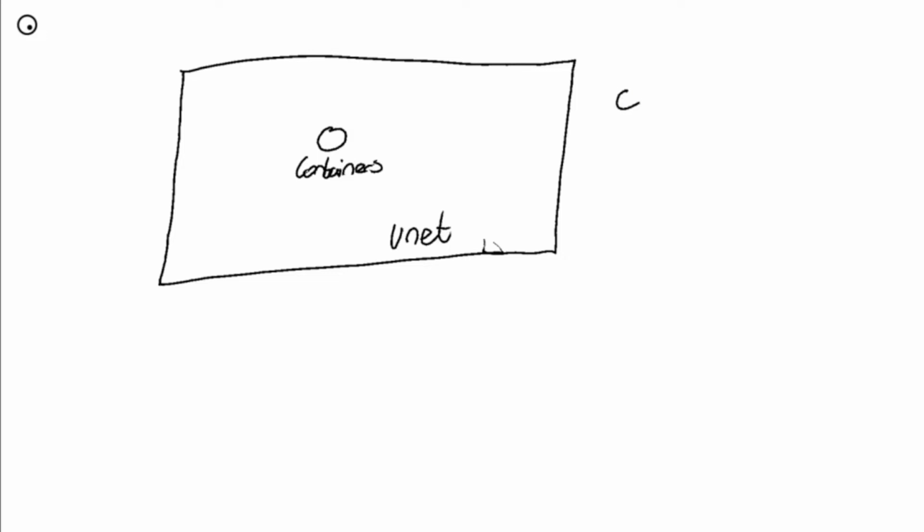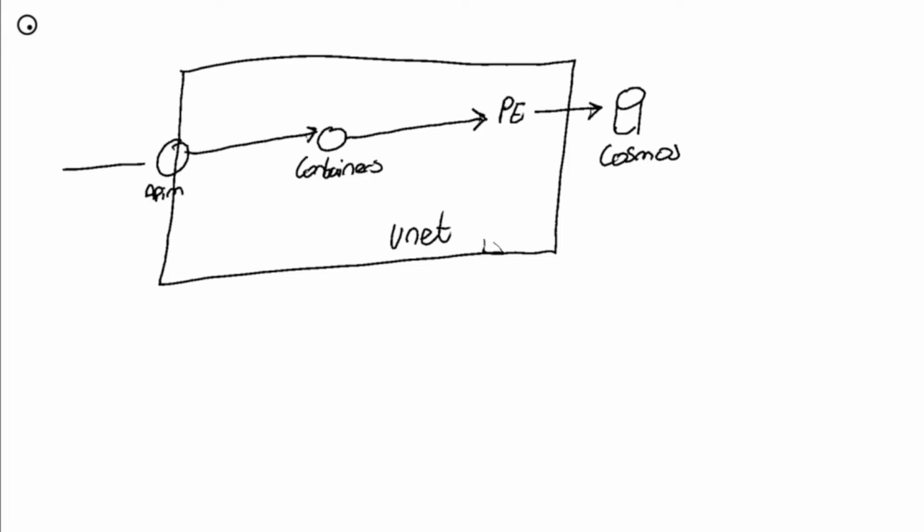That's going to need to be on the VNet. We've got our Cosmos DB out here, and we've got the private endpoint over here. So this is going to talk like that. We are going to need our API management instance over here, and that's going to bring our traffic in, and that's where traffic is going to come in from the outside world.